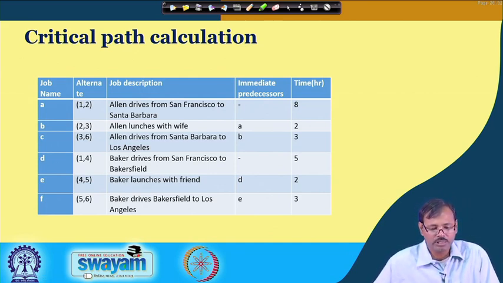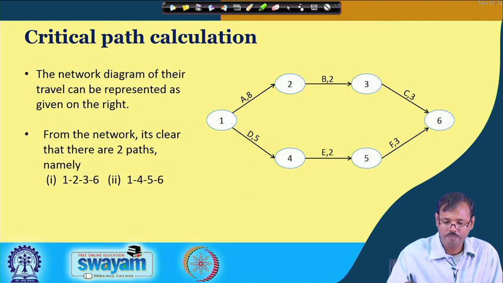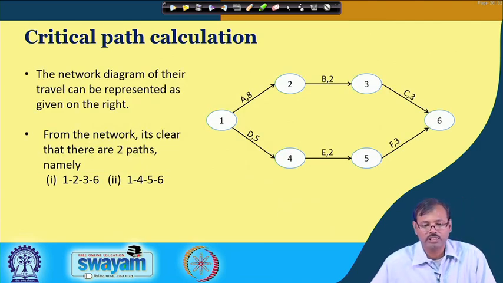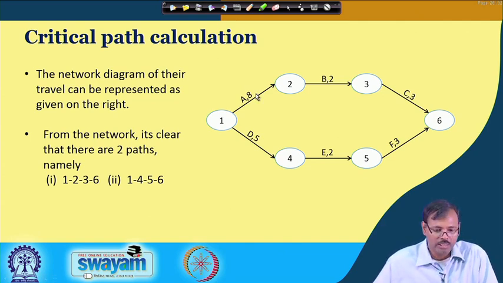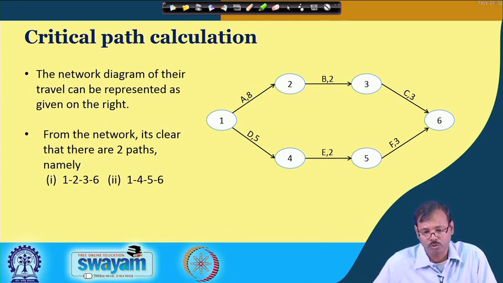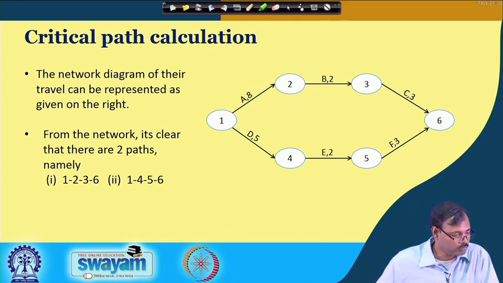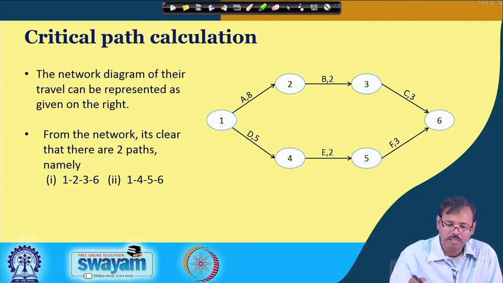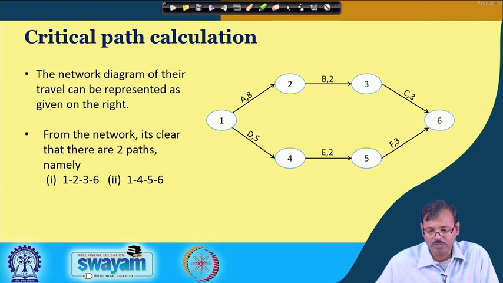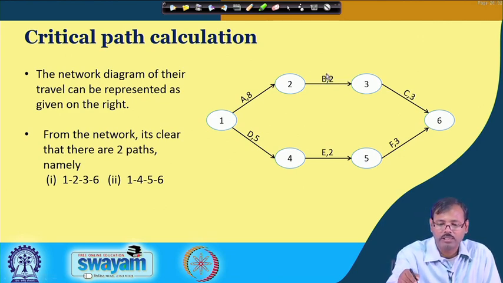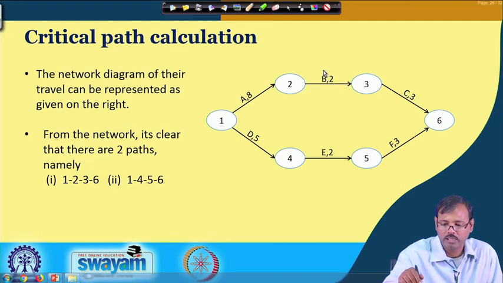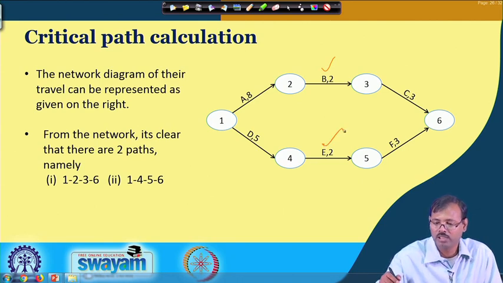So, this analysis method is called critical path analysis. The same example is given here and you can see the network can be constructed like this, where job A is for Allen to move from San Francisco to Santa Barbara, and this is for Becker, Los Angeles to Bakersfield. Then finally, a lunch in both the places, in Bakersfield and in Santa Barbara, and then Santa Barbara to Los Angeles. This is Bakersfield to Los Angeles.